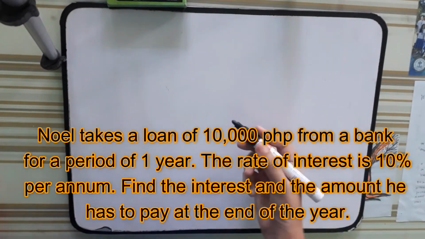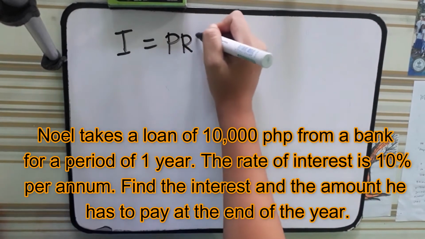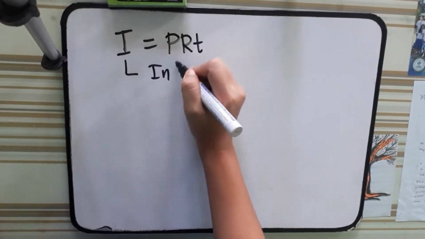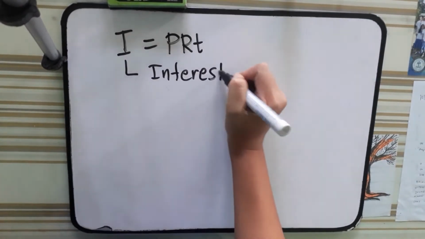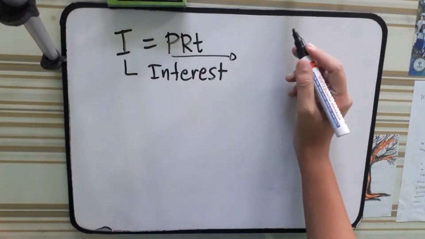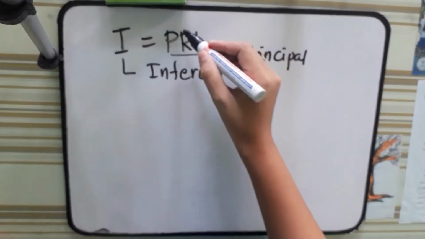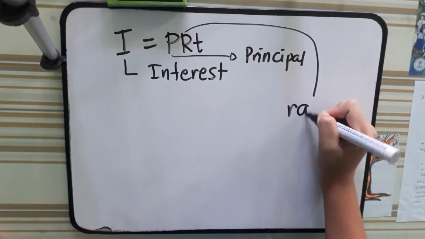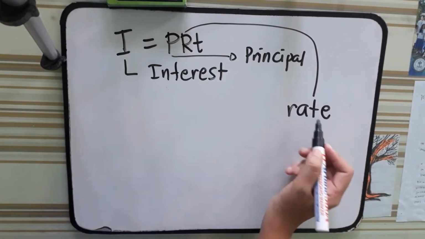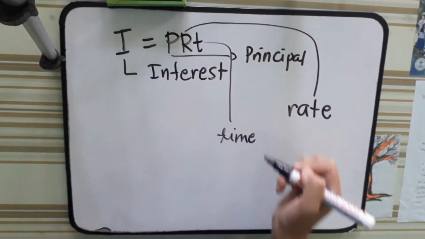The equation that we will use is I = PRT, where I is our interest, and P is the principal amount or the amount invested or loaned. Then R is the rate, or simply the interest rate in decimal form, and T is our time or the period.